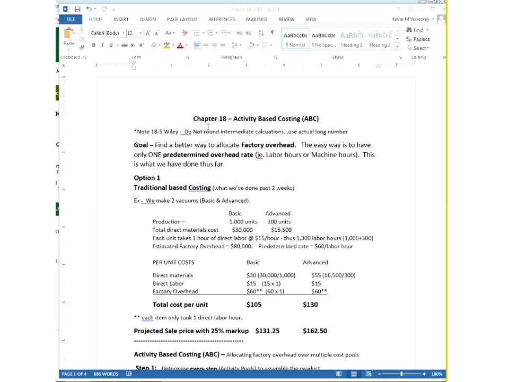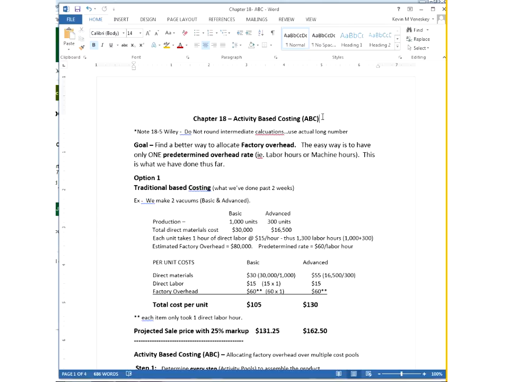Okay, welcome here to week 4. We're now into activity-based costing. This week 4, we're going to look at Chapter 18, also known as Chapter 4. This activity-based costing is all about factory overhead.